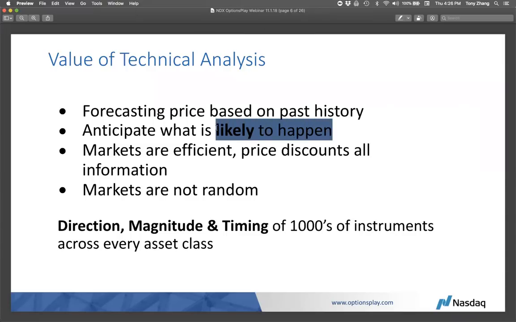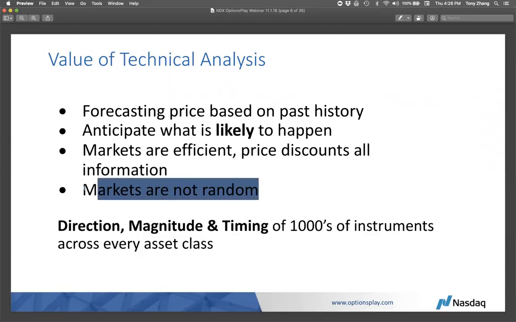So we're really looking at price history and trying to anticipate what is likely going to happen in the future. And this is really because we believe that markets are efficient and that price discounts all information. So by studying the price, we have a pretty good idea as far as what has happened in the past and what is likely going to happen in the future. And this is really based off of the fact that we don't believe that markets are random, that history may not repeat itself, but it certainly rhymes. That is the belief of a technical analyst, that by studying history, I can see patterns that are likely going to recreate themselves in the future.